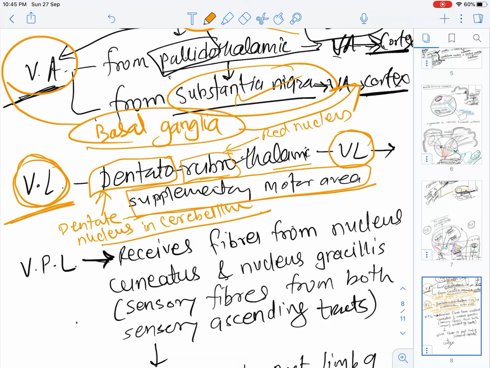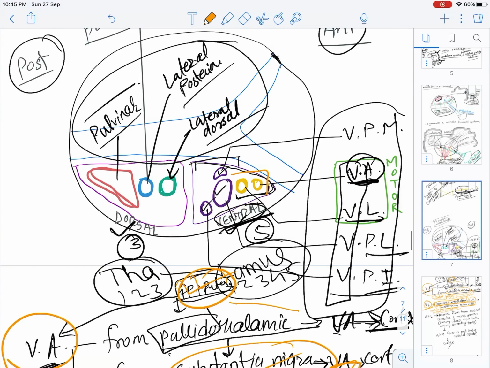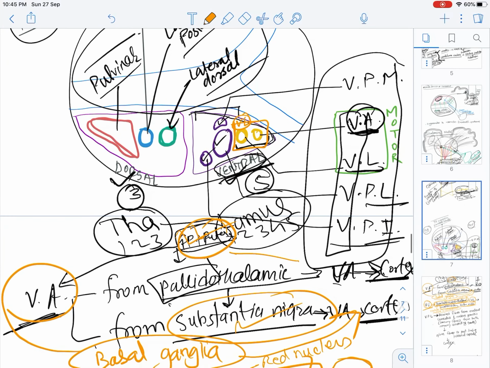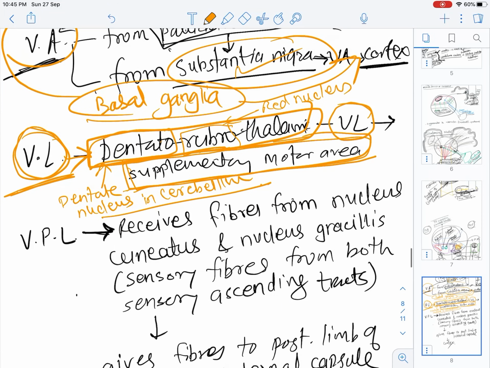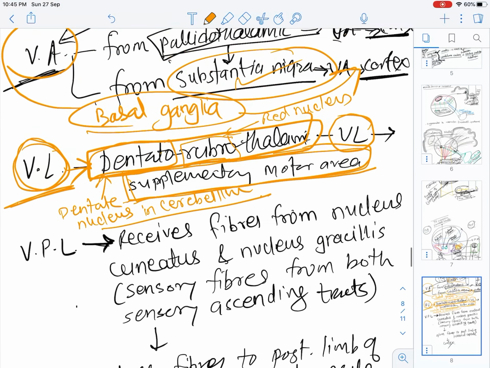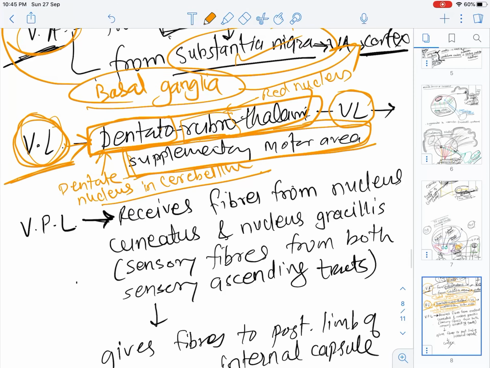For ventrolateral, keep only one word in mind: dentatorubro-thalamic pathway. It will go to the supplementary motor area. As I told you, these two are concerned with motor activity. So ventrolateral goes to the supplementary motor area, and the upper one, ventral anterior, goes directly to the prefrontal cortex. So these were the two main ventral nuclei, the ventral anterior and ventrolateral.